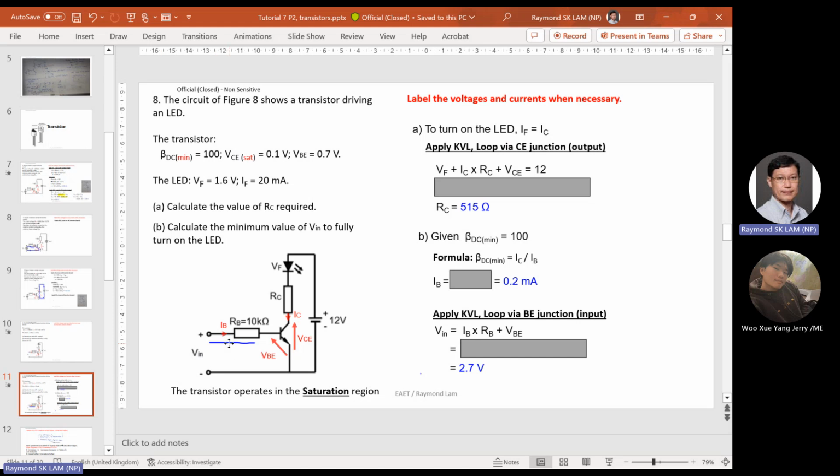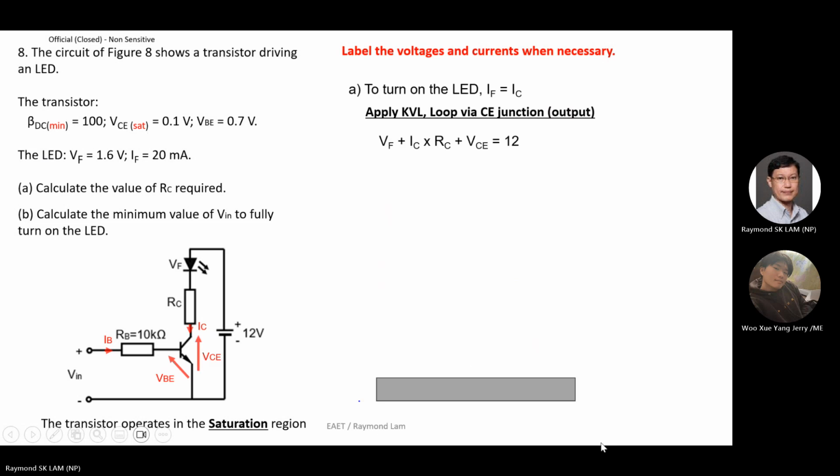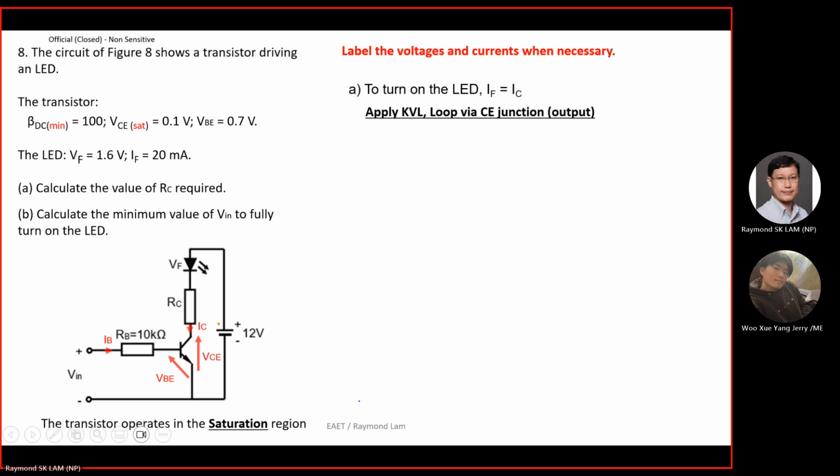Let me erase away this one. So I do the loop at the collector emitter junction. Can you do it yourself? See whether you can get it. So you do the loop here, right? Let's do the blue color loop yourself before I give you the so-called partial solution.